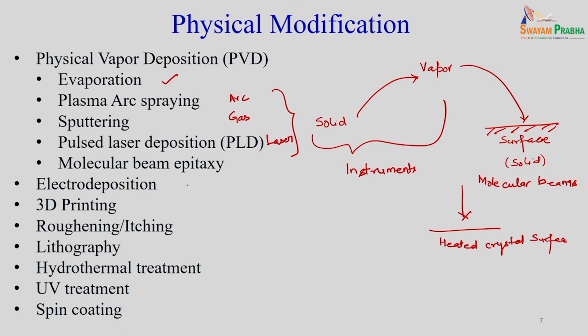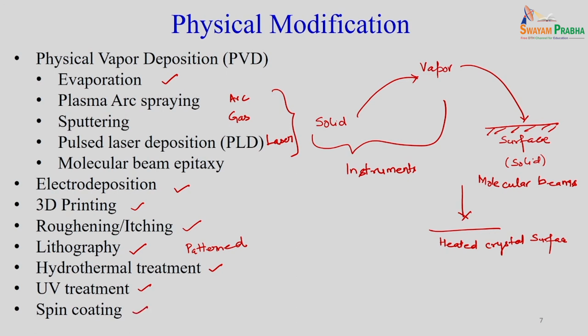Other methods may be electro deposition, or computer programmed 3D printing. We can do roughening, or you can say etching of the surface. If you want to make a patterned surface, we can go for lithography. Also one can go for hydrothermal treatment. You keep the material in the presence of solvent, give a high temperature at a very high pressure, that is hydrothermal. One simple method may be UV treatment, if you want to expose the outermost layer to UV.